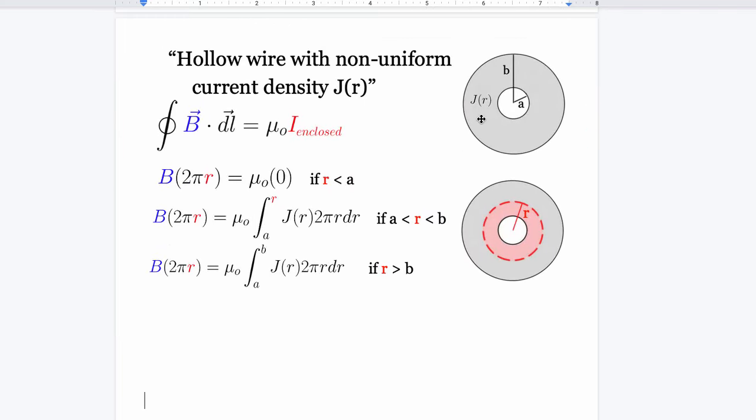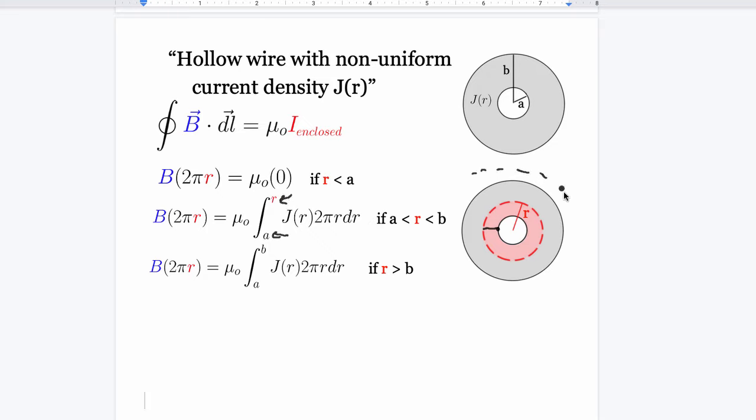How does this get harder? There could be a hole, but it's really not that much harder. 2 pi r for your length, you bring the B out. Inside of the hole, you're not going to have any magnetic field because the current enclosed is 0 if you put an Amperian loop there. What if your Amperian loop is bigger than A but less than B? Same deal. You're going to integrate J dA, but not from 0 to r. You have to integrate from A to r so that you just pick up this area there. So make sure your limits go A to r, not 0 to r.